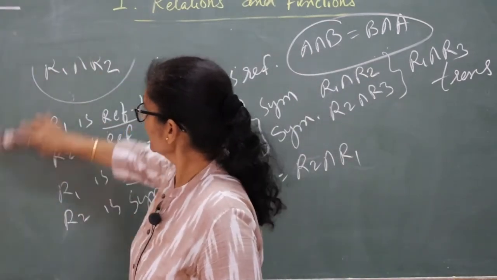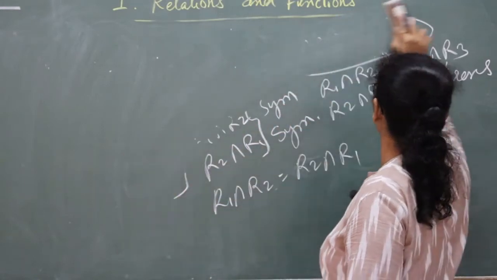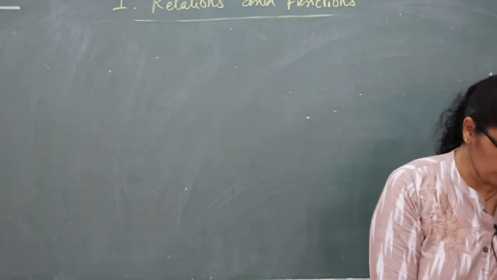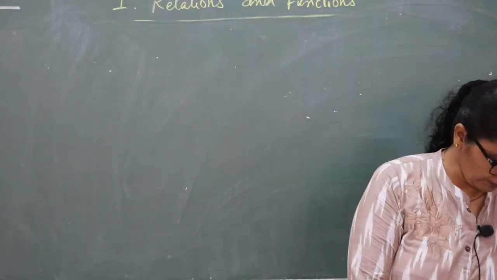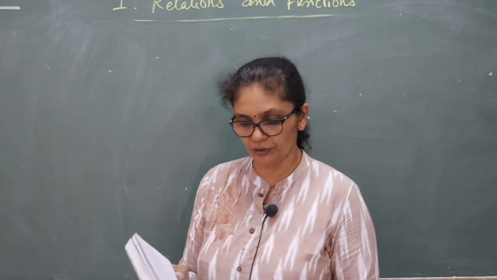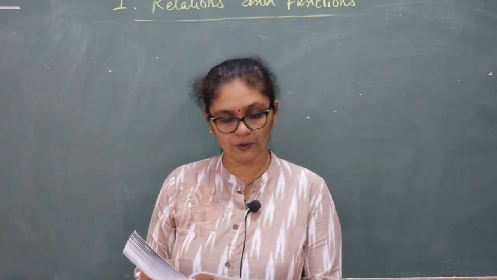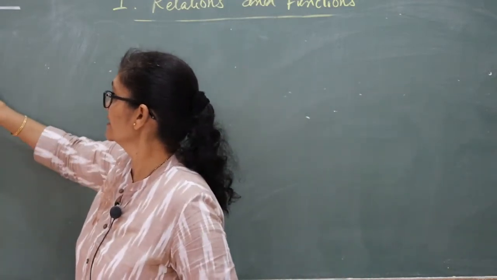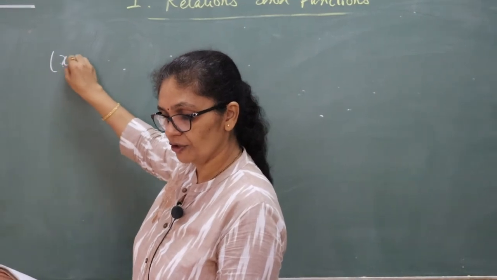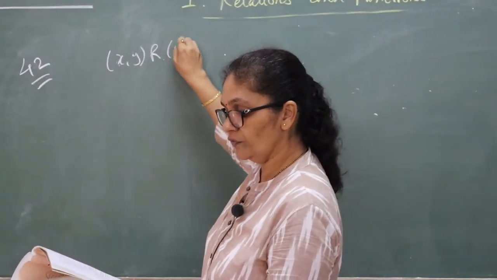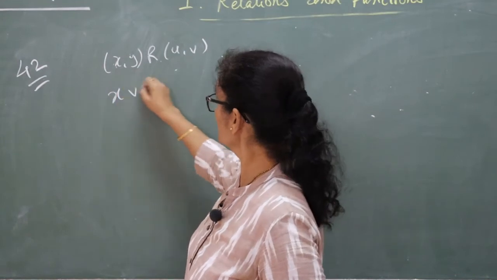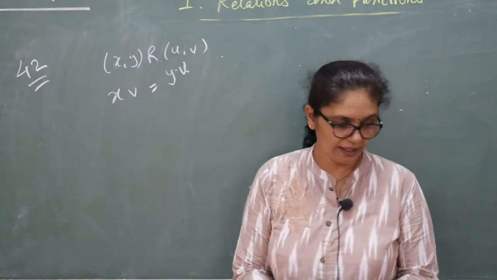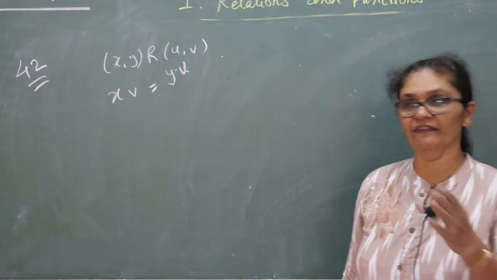Okay, we discuss the next question. Check your question 42. Question 42 is: let R be the relation on a set A of ordered pairs of positive integers defined by (x, y) R (u, v) if and only if xv equals yu. And again you have to show it is an equivalence.